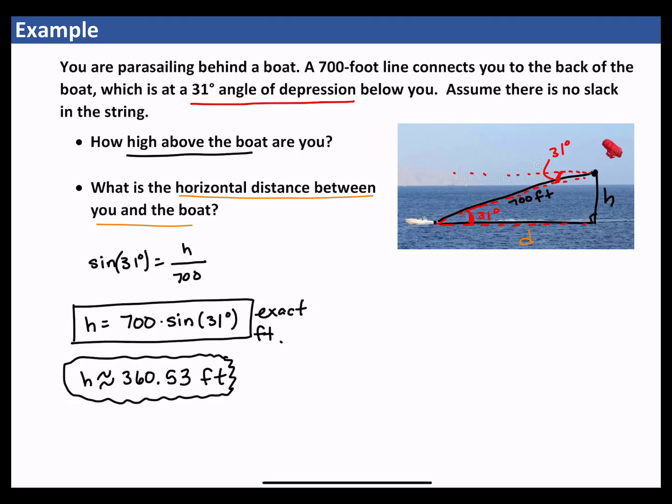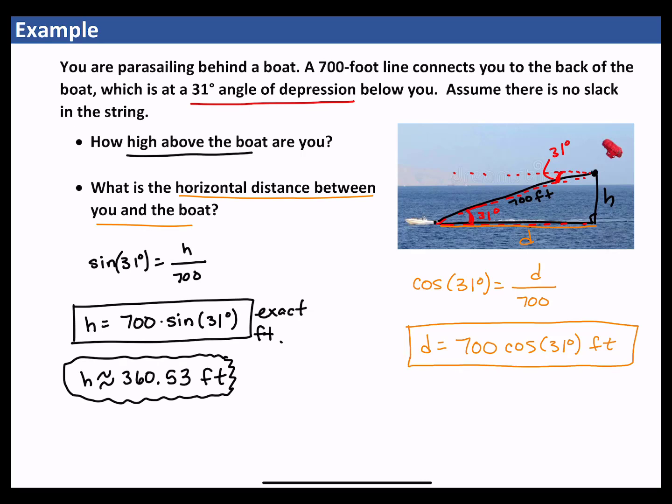All right, so now our last question was the horizontal distance between you and the boat. You'll notice that the leg representing your horizontal distance is adjacent to the 31-degree angle, so we'll use the cosine function. The cosine of 31 degrees equals the adjacent side, which we've labeled D, divided by the hypotenuse, which is 700. So again, we'll multiply both sides by 700. And so your horizontal distance from the boat is 700 times the cosine of 31 degrees, and that would be in feet.